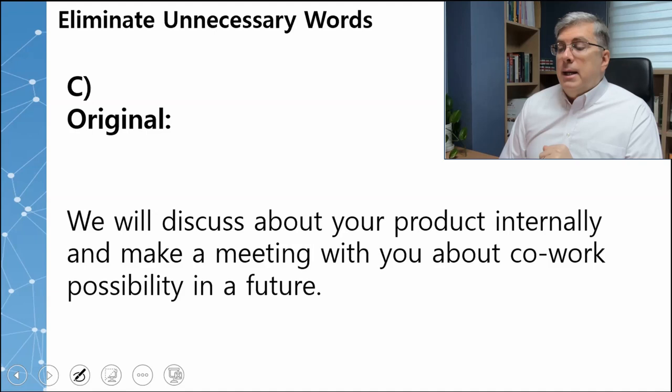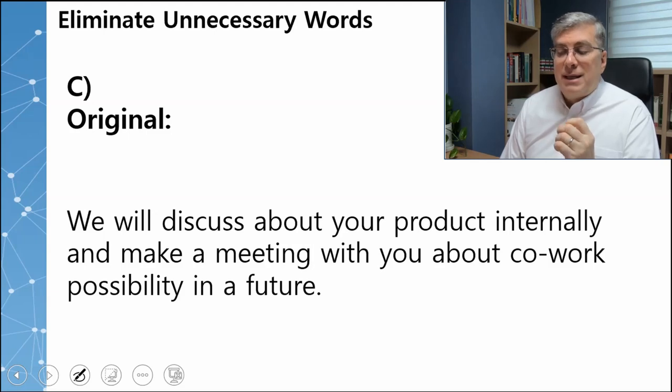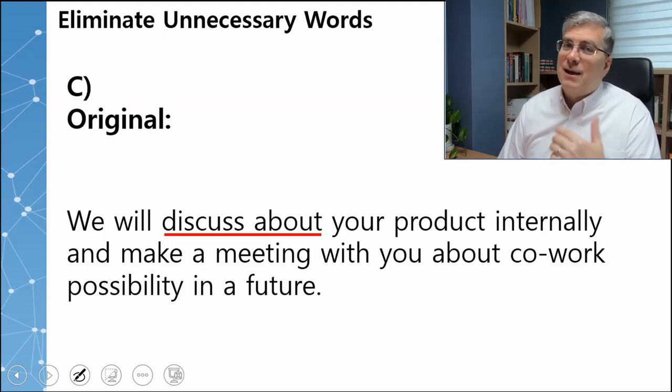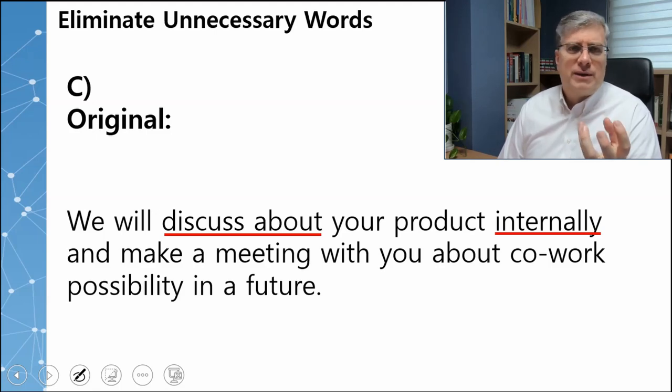C. We will discuss about your product internally and make a meeting with you about co-work possibility in a future. Now, if you studied with me previously, I believe in unit 3, common mistakes, you will see many mistakes in this sentence. Of course, the first one, I hope you caught it, it's discuss about. Again, we don't need to use about after discuss, get rid of it. Next one, discuss your product internally. Internally means within the company, I guess. Is it really necessary to say that?